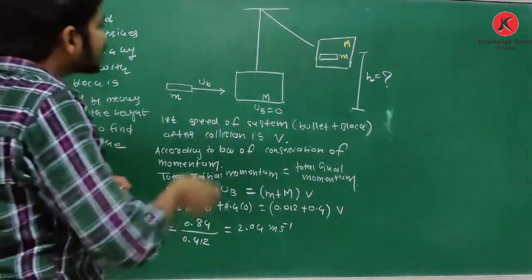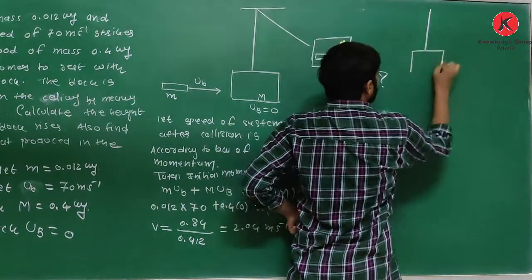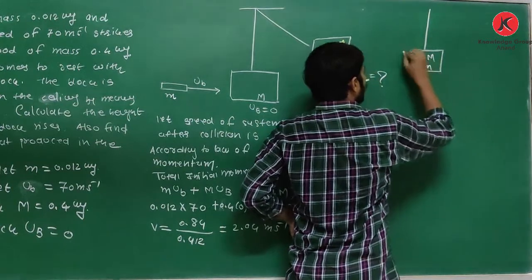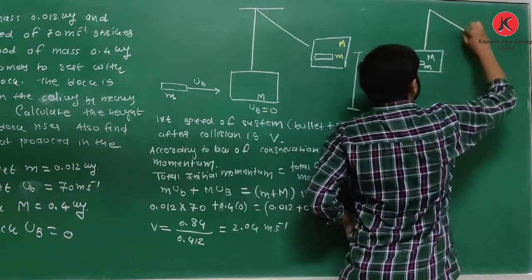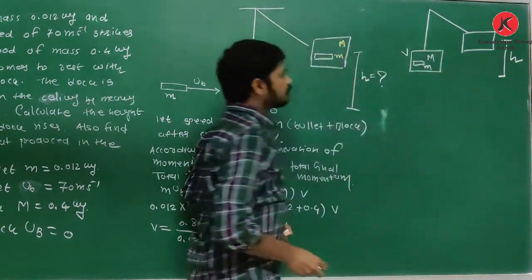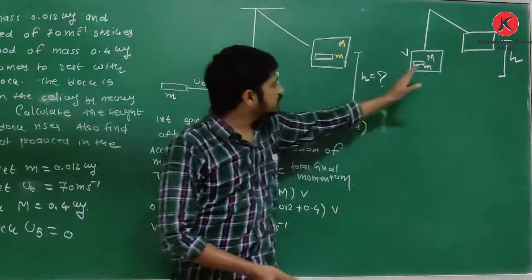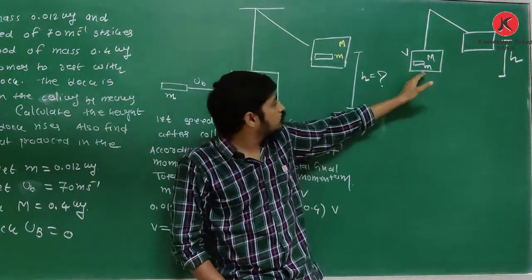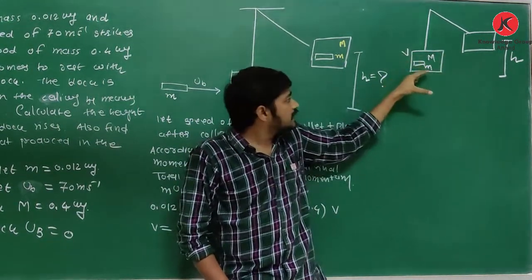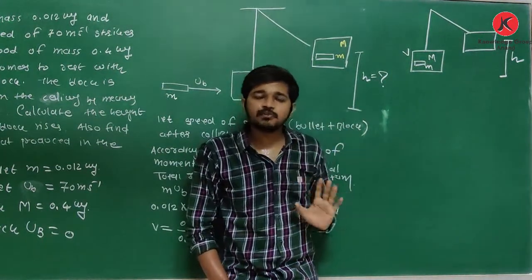Now, with this speed, if I draw another figure, after collision its mass is m. What is the speed? V. And now, due to this kinetic energy, it rises to height h. Initially this whole system is moving with speed v, and then it rises to height h. So we can say kinetic energy is converted into potential energy.